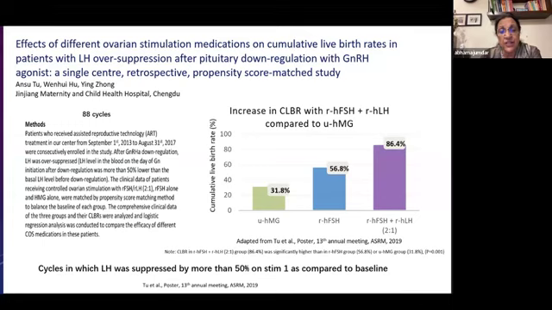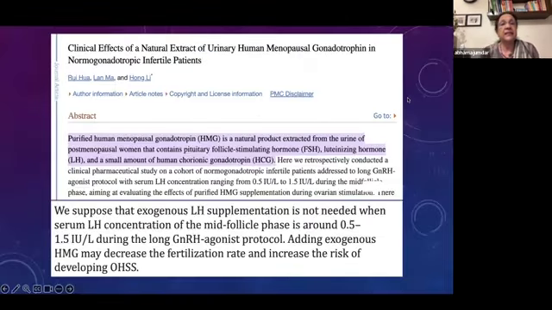These were cycles in which LH was suppressed by more than 50% on stimulation as compared to baseline. So they picked up those cases where, after 5 days of giving gonadotropin, that is FSH, LH was found to be suppressed by more than 50%. They were picked up for this study, and they did 3 things. Recombinant FSH alone and HMG alone were matched, and then they also looked at when LH was added. So this is how they did the study, and they found that if they added LH, they got the highest number of cumulative pregnancies.